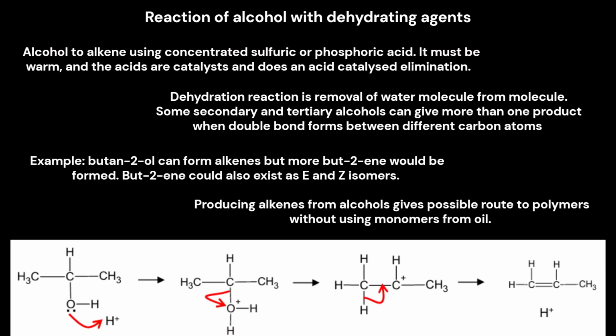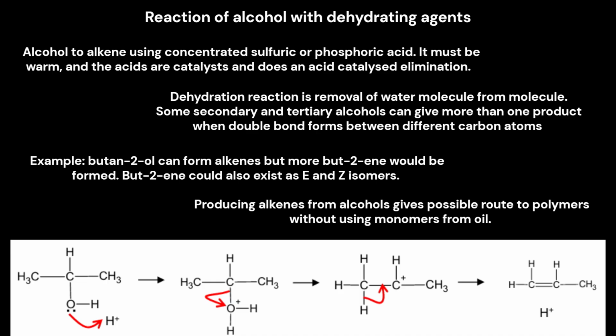Reaction of alcohol with dehydrating agents. Alcohol to alkene using concentrated sulfuric or phosphoric acid. It must be warm, and the acids are catalysts, in an acid-catalyzed elimination. A dehydration reaction is the removal of a water molecule from a molecule. Some secondary and tertiary alcohols can give more than one product when the double bond forms between different carbon atoms.